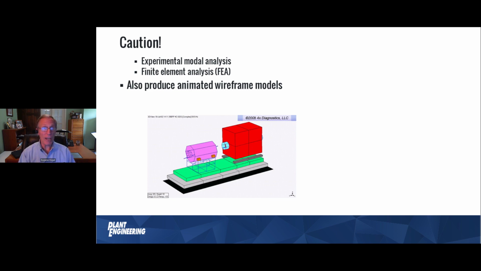And I could get that same picture from a finite element analysis, from a modal analysis, or from an operating deflection shape. So just a word of caution: when you see that picture, don't jump to a conclusion that it's one or the other. You need to look and see what it is that you're actually looking at.